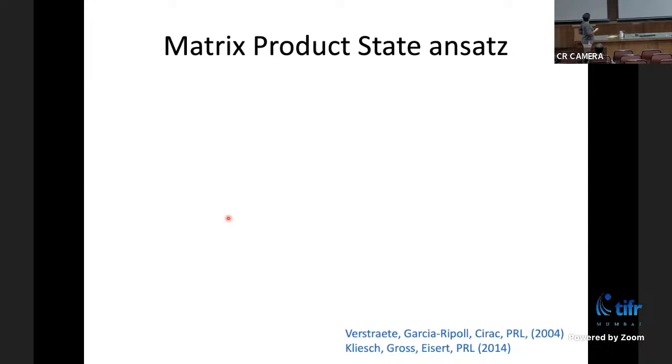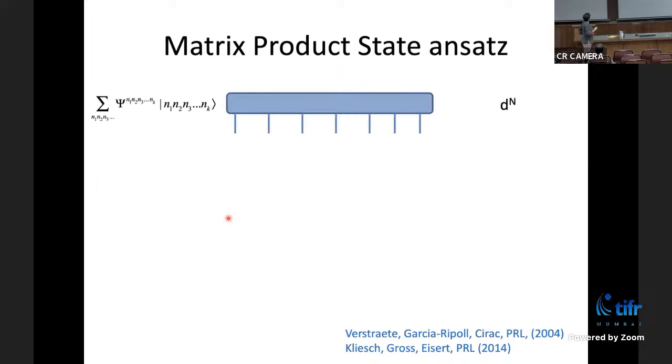Now let's see how matrix product state ansatze can actually help us in solving this problem. So as I mentioned, the exact solution is this many-dimensional tensor. And the size of that many-dimensional tensor is generally d to the power n, d being the dimension of each of those things sticking out: 4 in case of orbitals, 2 in case of spin. Okay. And the n in the exponent.